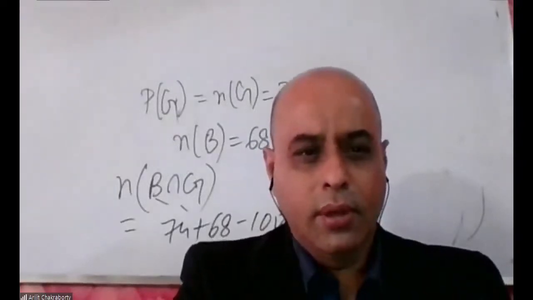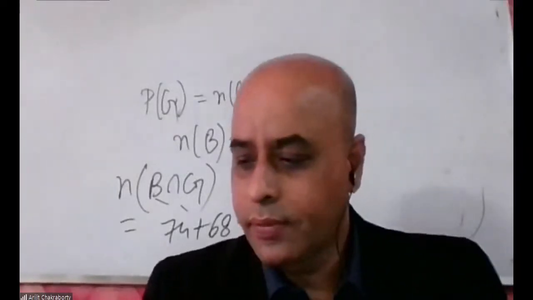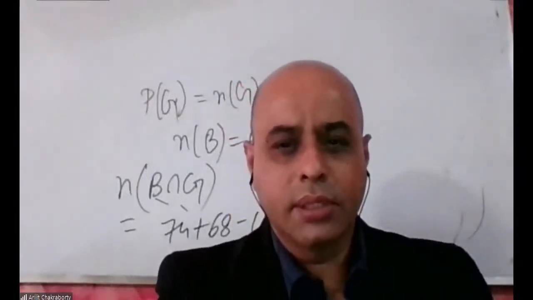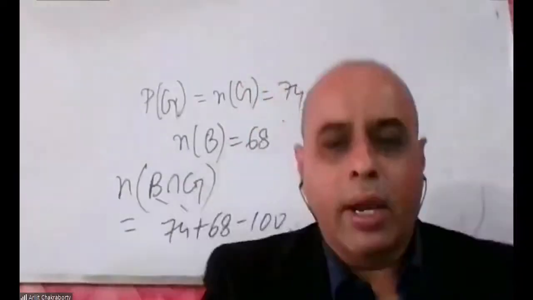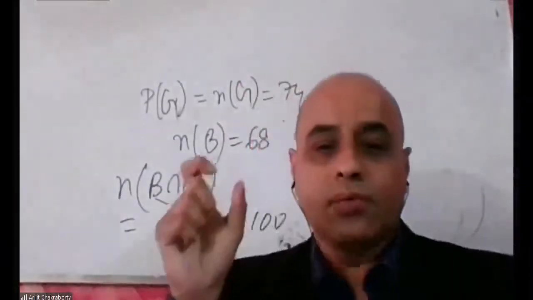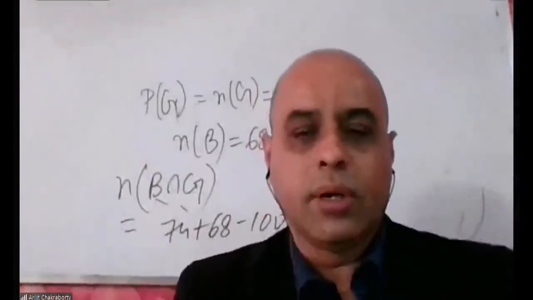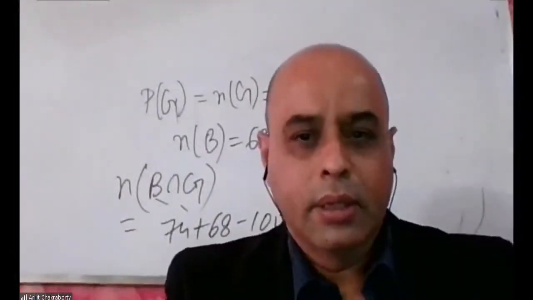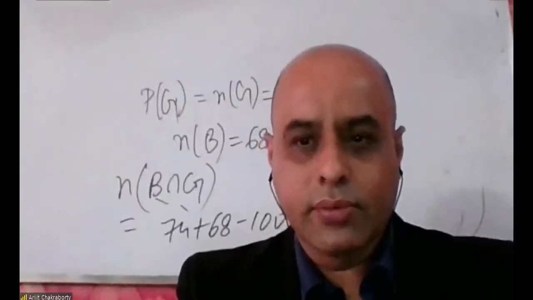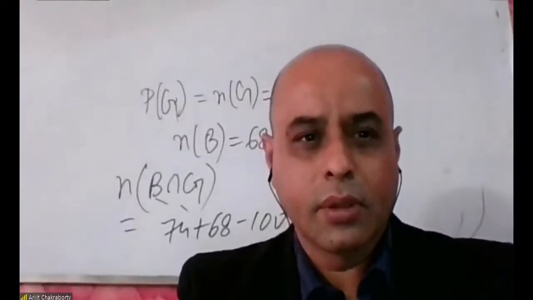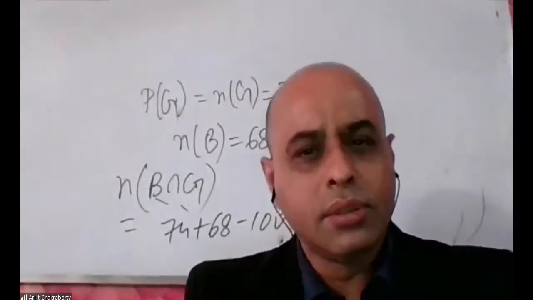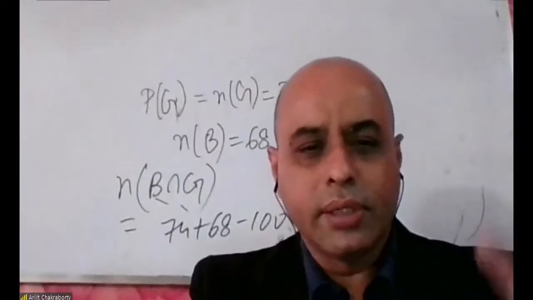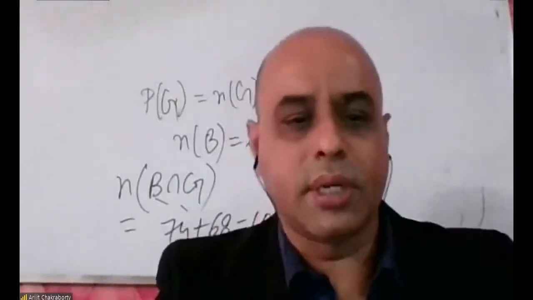Okay, so now we can see here 74 plus 68 minus 100. So that gives us 42% of the Indians who are liking both grapes and bananas. Okay. Now we go to the next question. In a class of 60 students, this is also very similar to the last one which we did, on physics, chemistry, and mathematics.